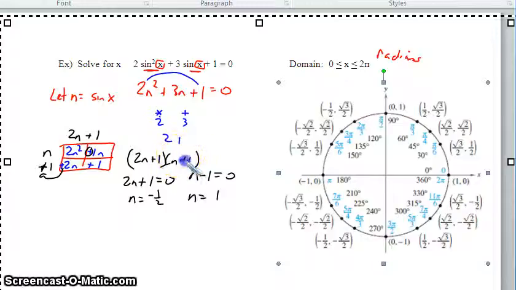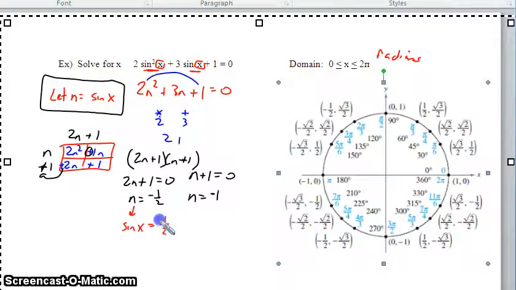Actually, I take that back because that was a positive. N would be equal to negative 1. Sorry about that. I wrote that down wrong right there. So now what I want to do is come back and look at this. If I said that n was the same as sine of x, let's change that to sine of x equals negative 1/2 and sine of x equals negative 1.